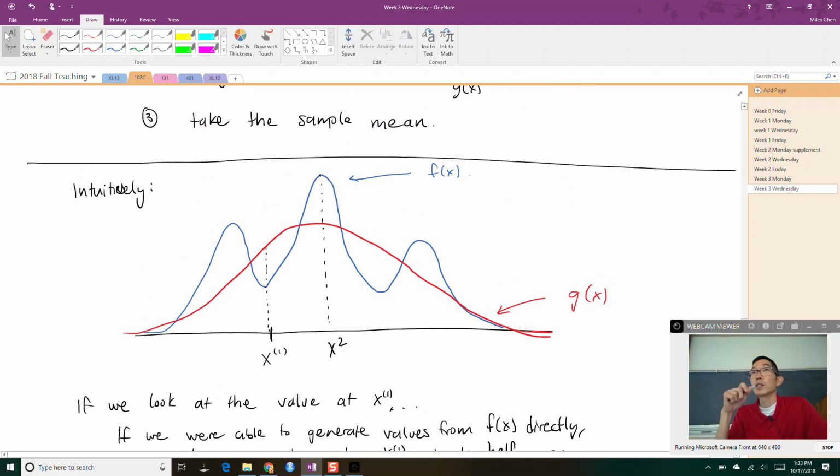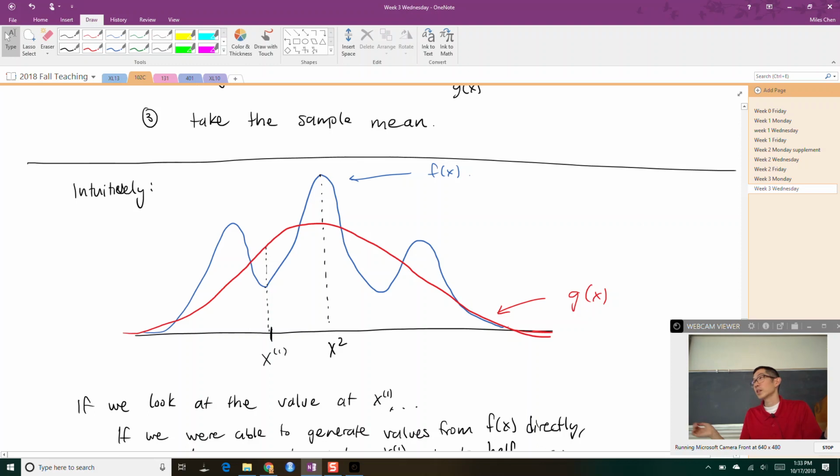Yes, question. For g of x, how did you decide that it should be a normal? It was just arbitrary. Theoretically, you could pick any PDF g of x as long as the support of g of x fully contains the support of f of x.